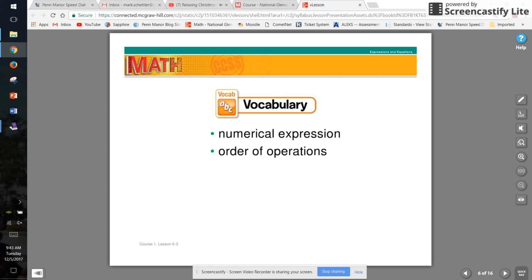So the order of operations is the way you will do any kind of math problem. If you can remember, it was like, please excuse my dear Aunt Sally. That's very famous. Penn Manor deserves A+ students.